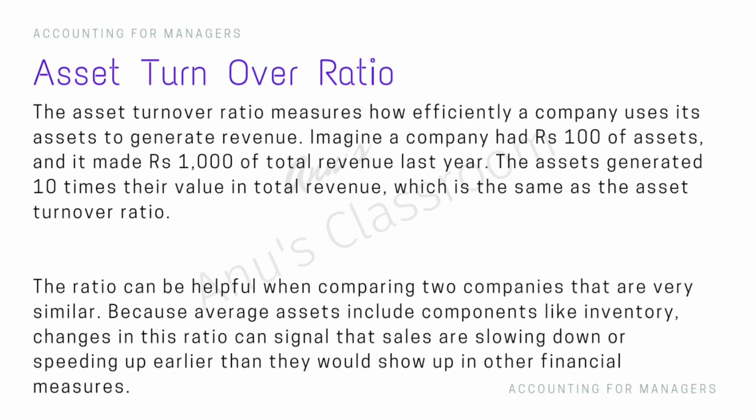What is asset turnover ratio? It measures how efficiently a company uses its assets to generate revenue. Again, let us imagine a company which has 100 rupees of assets. And if it made 1000 rupees as total revenue last year, then these 100 rupees worth of assets generated 10 times their value in total revenue, which is the asset turnover ratio. The asset turnover ratio can be very helpful when we compare two companies that are very similar. Why? Because average assets, which include components like inventory changes, in this ratio can signal that sales are slowing down or speeding up earlier than they would show up in other financial measures.